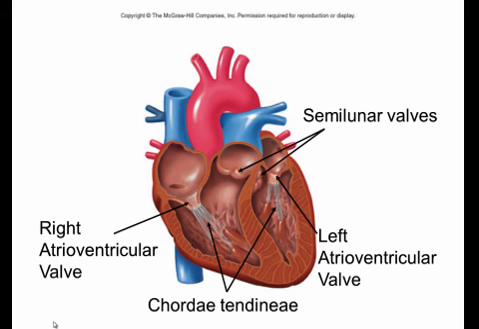There are 2 other valves which are called the Semilunar Valves. The purpose of the Semilunar Valves is to prevent blood from flowing back into the ventricles. When the ventricles contract, that forces blood out the arteries. Between heartbeats, we don't want that blood to slip back into the ventricles, and so the Semilunar Valves prevent that backflow from arteries into the ventricles.